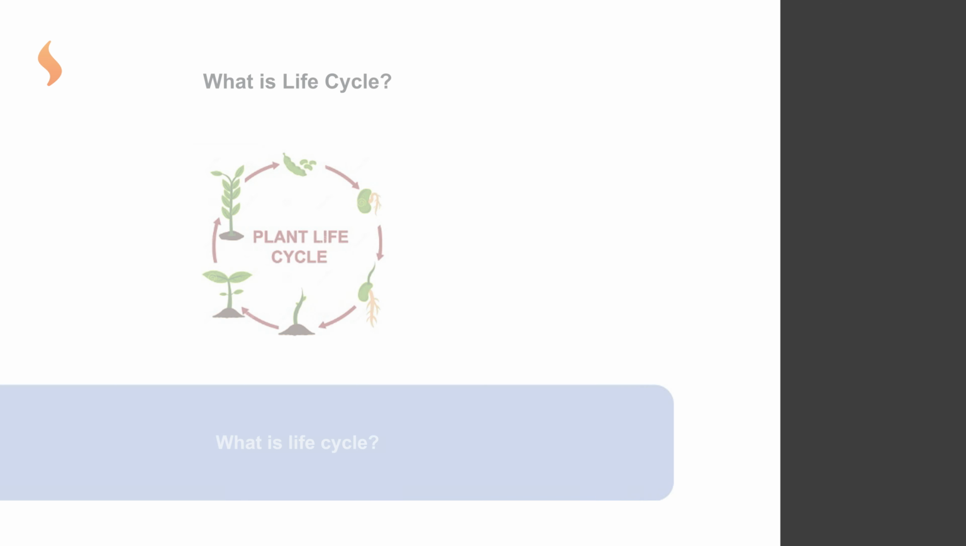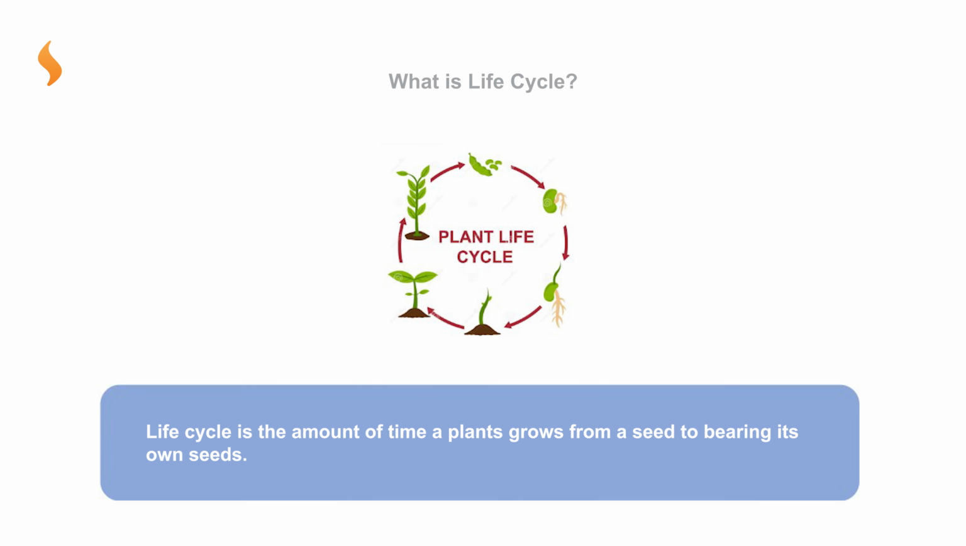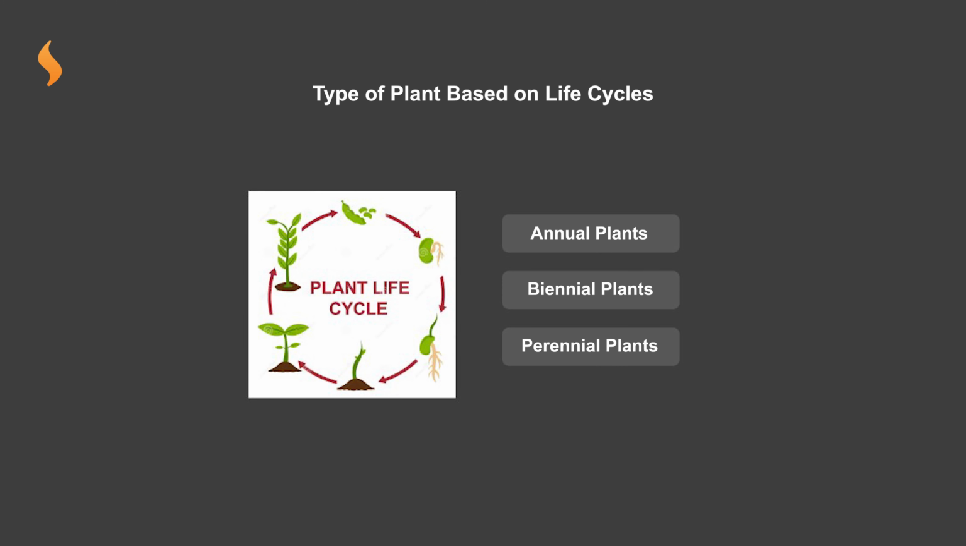In Chapter 1.3, we are going to discuss the growth curve. What is life cycle? Life cycle is the amount of time a plant grows from a seed to bearing its own seeds. There are three types of plants, based on their life cycles, which are annual, biennial, and perennial plants.